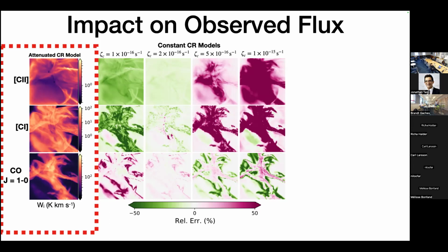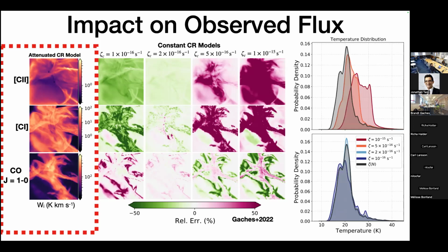But maybe if you're only focusing on trying to get kind of order of magnitude or kind of factor of a few right on the emission, this kind of 2 times 10 to the -16 one seems so far to be doing the best. And it turns out that this is also about what is expected to be the kind of average Milky Way ionization rate as well.